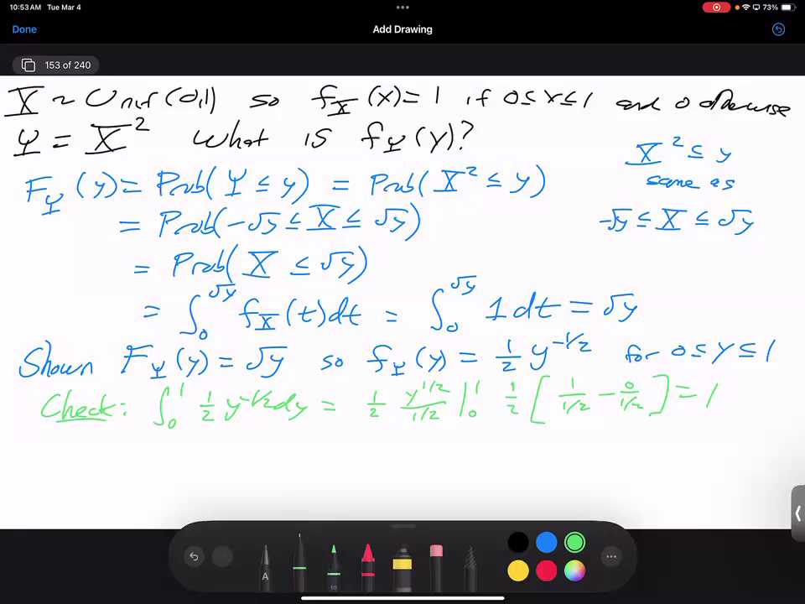What else do we need to know for a probability density function? It integrates to 1. Good. What else? What's the second condition? Always positive. And 1/2 y to the minus 1/2 is always greater than or equal to 0. Now, when y equals 0, it actually explodes and it's plus infinity, but it does integrate to 1. So this seems reasonable. So this is called the CDF method.